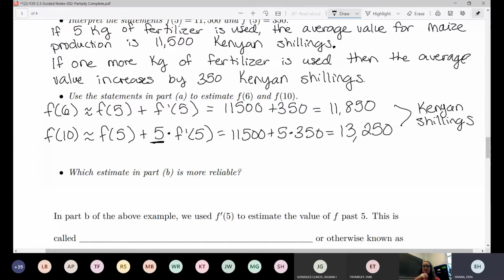So if we want to know which one of the two is more reliable, well, that would be f of 6. Usually I would have y'all think about it and tell me the answer, but doing that all on the internet doesn't go over well. So it would be f of 6 specifically because 6 is closer to 5.